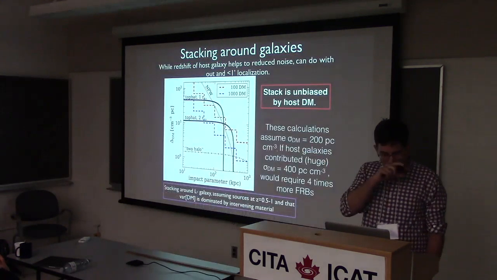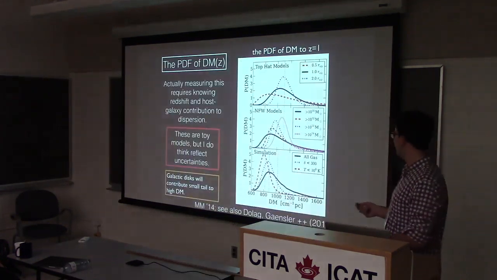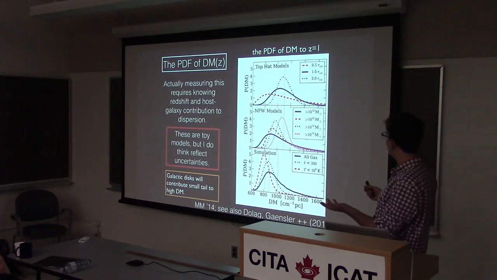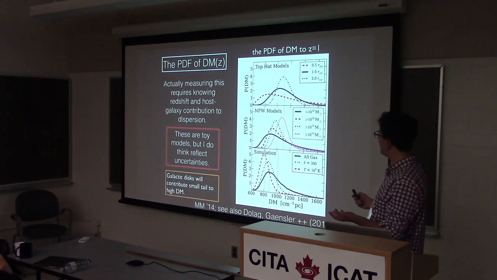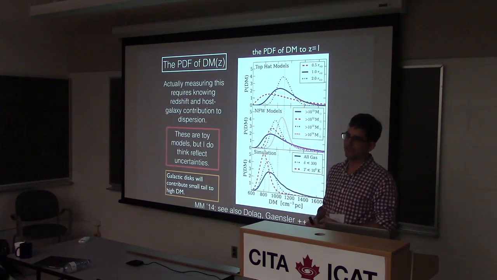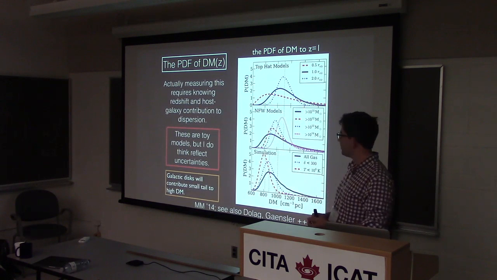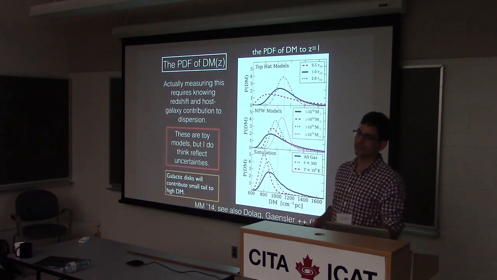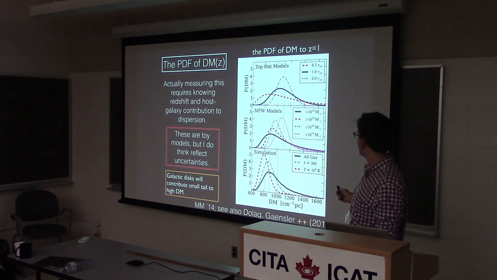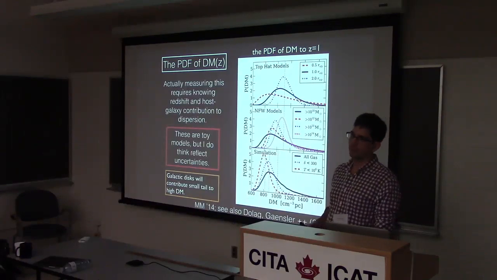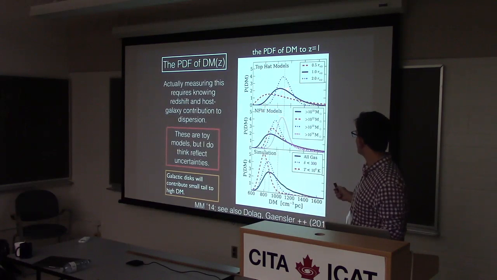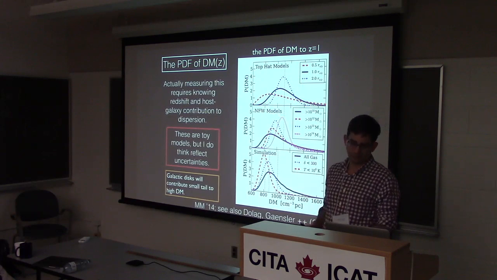Okay. But the problem with this is, it's fun to calculate, but unless I can convince myself that the intrinsic contribution, the host contribution to dispersion is small, which maybe I can do if I had really high redshift FRBs, then I can't measure this probability distribution. And so I can't constrain these models from measuring the probability distribution of dispersion.